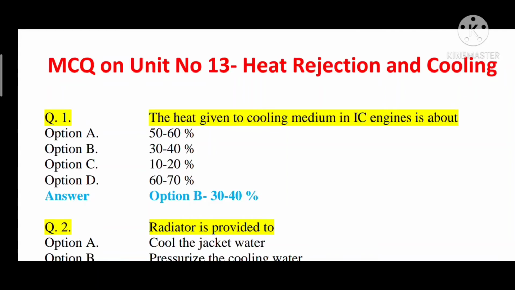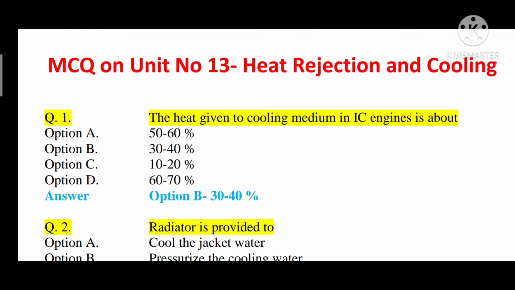Today we will see multiple choice questions on unit number 13, heat rejection and cooling of IC engine. Question number 1, the heat given to cooling medium in IC engine is about option A 50 to 60%, option B 30 to 40%, option C 10 to 20%, option D 60 to 70%. So correct answer is option B, that is 30 to 40%.